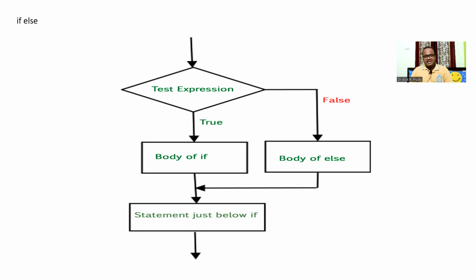Now, the condition here is present inside a rhombus where it is written test expression. That means for that expression we are testing whether it is true or false. Now we have two outputs, one is true, the other one is false. If the condition is true, the true part will get executed. If the condition is false, the false part is executed.